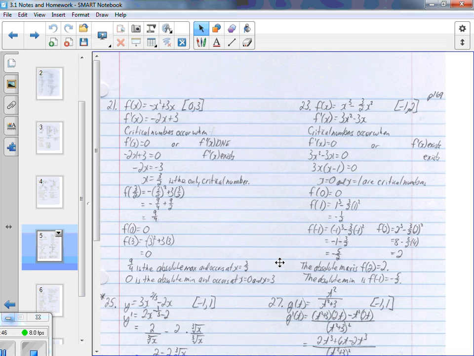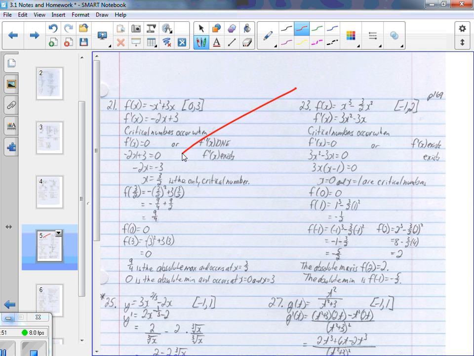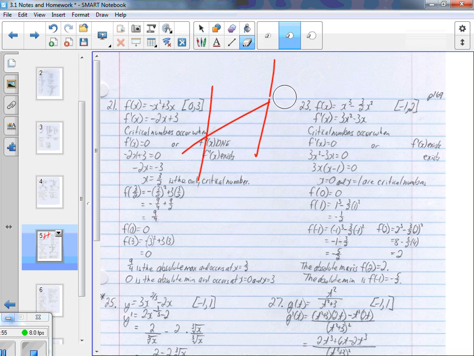And here's why you can't forget to test the endpoint. If you have a function just like that, give it a closed interval, and the max and the min occur at the endpoints, don't they? Okay? So you can't forget those when you have them.